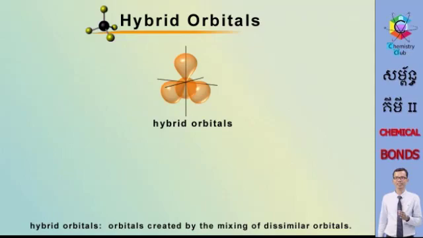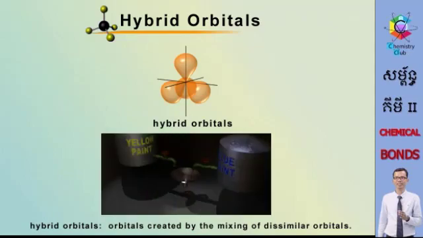The new orbitals have their own character separate from that of the original s orbital and p orbitals. When blue and yellow paints are mixed, a new color is created. This color, green, is neither blue nor yellow and is in fact something new. Similarly, when an s orbital and 3 p orbitals mix, new orbitals are created which are neither s orbitals nor p orbitals. These new orbitals are called hybrid orbitals.